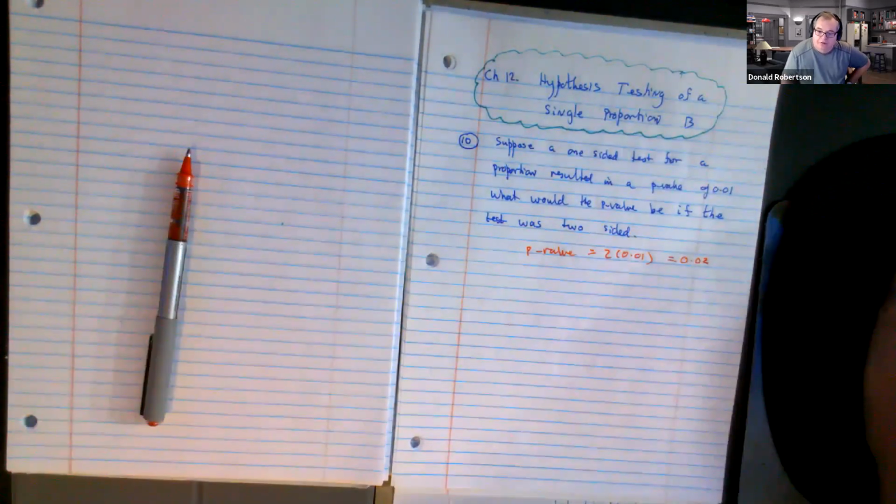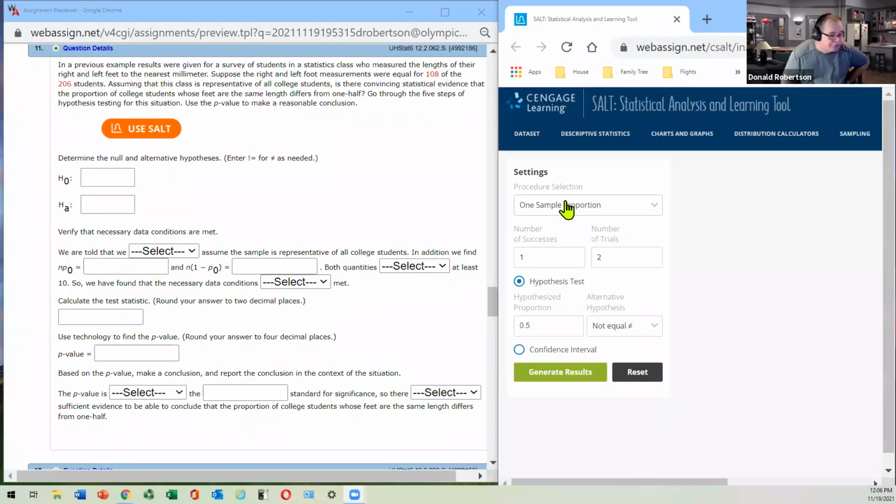Now, a lot of the other questions we're going to do involve doing the hypothesis test on WebAssign. So I've got this set up right now, and here's the first question. In the previous example, results were given for a survey of students in a statistics class who measured the length of the right and left feet to the nearest millimeter. And suppose the right and left foot measurements were equal for 108 of those times.